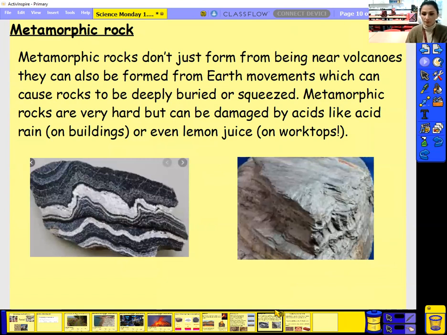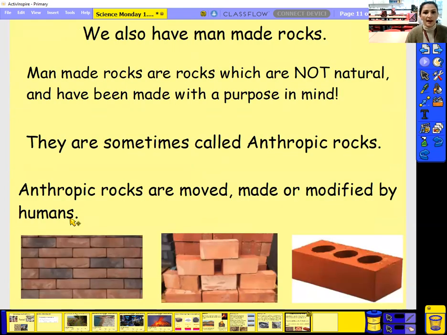So we then have anthropic rocks, okay. So we also have rocks that are man-made, that are made by us, okay. They're not made by nature. It doesn't take them millions and millions of years.